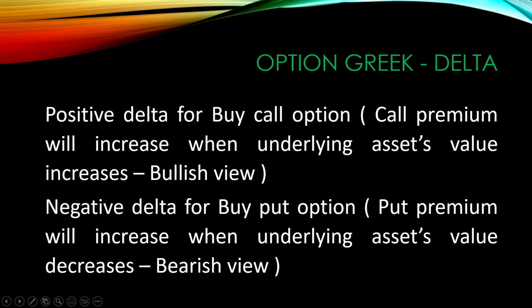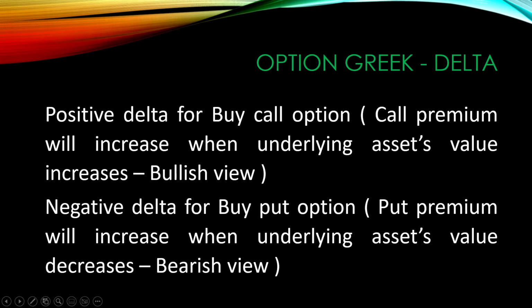So positive delta for buy call option. Call premium will increase when the underlying asset's value increases. Bullish view. Negative delta for buy put option. Why is negative delta good for put option? Because when you buy a put option, your view is what? Negative. It means either the share price or the index value is going to come down. Bearish view.